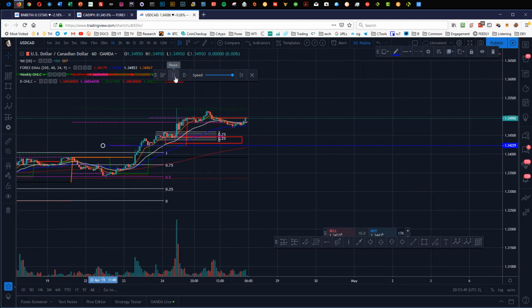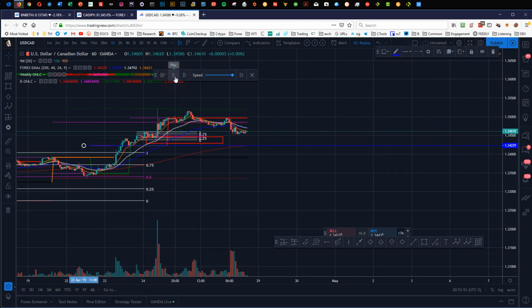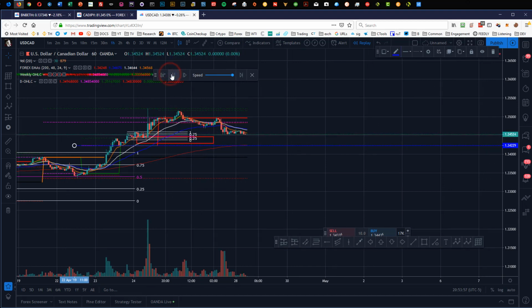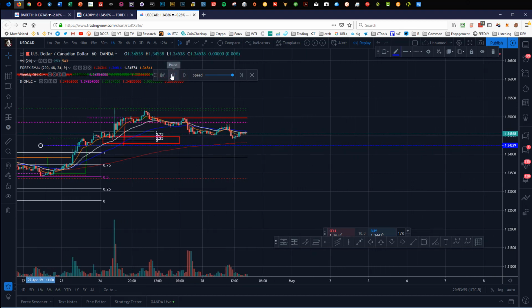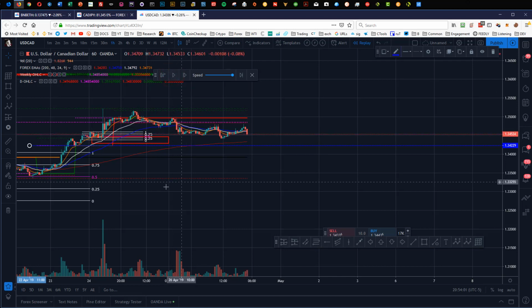So if we go forward here, that's a lot of time to be in a trade in that range. It's holding above this so far, but it doesn't look good. Here you can see at this point it turned bearish. The 9 went below the 24, and it's staying below the 24. So we're still bearish here.